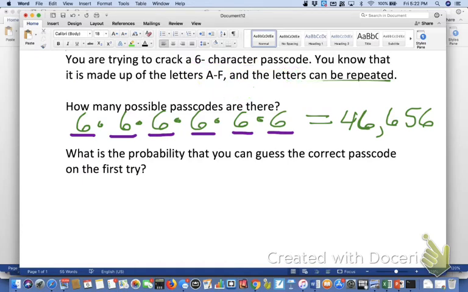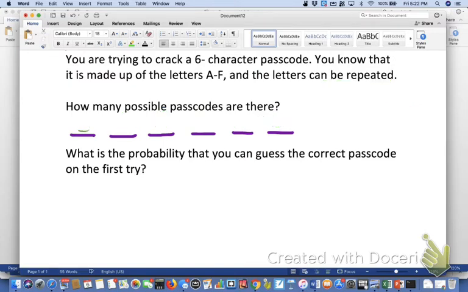Just for the sake of clarity, let's say that I'm going to change the rules a little bit here. And it's still a 6-character passcode. So I've still got my 6 options here. But instead of A through F, let's say that it only could include A through C. Okay, so A, B, C.